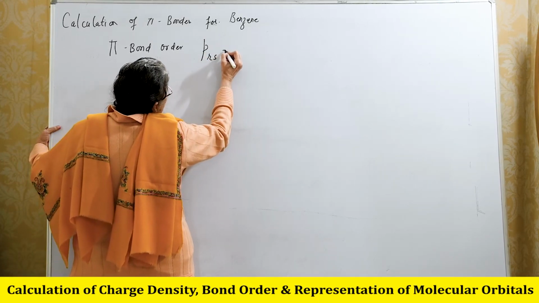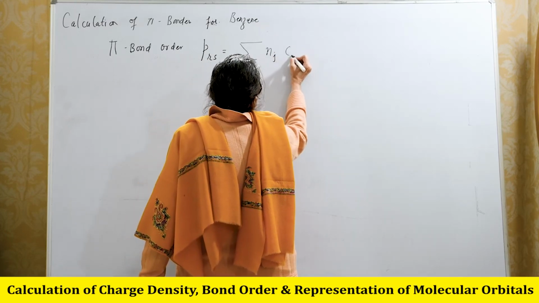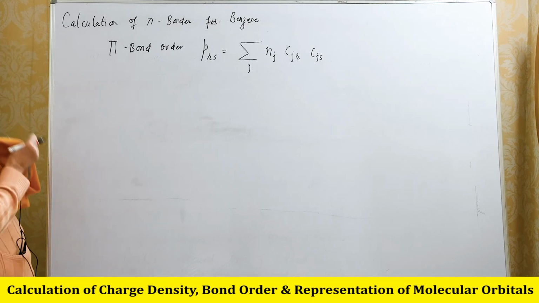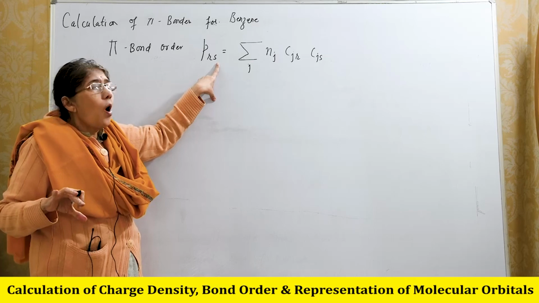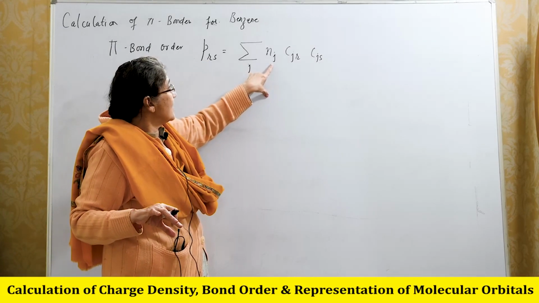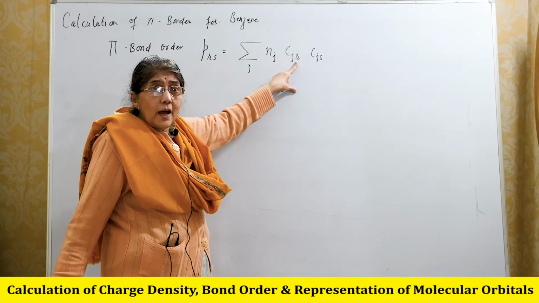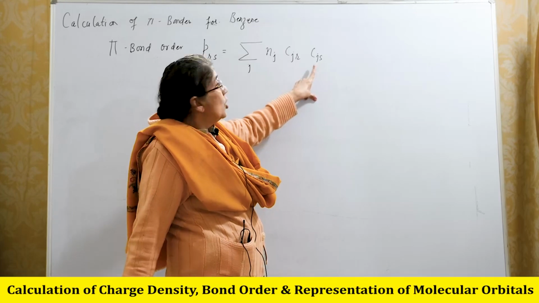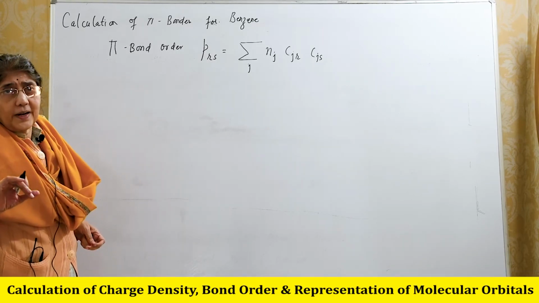summation over j of Nj Cjr Cjs. This is the pi bond order represented as P_RS, where R and S are directly bonded, adjacent carbon atoms, and j is the molecular orbital, Nj is the number of electrons in the molecular orbital, Cjr is the coefficient of the rth atomic orbital in the jth molecular orbital, and Cjs is the coefficient of the sth atomic orbital in the jth molecular orbital.